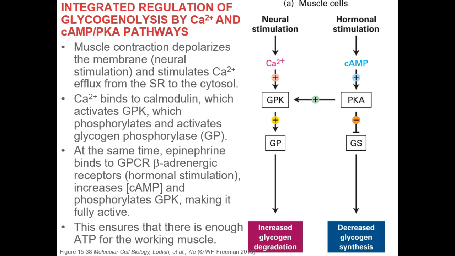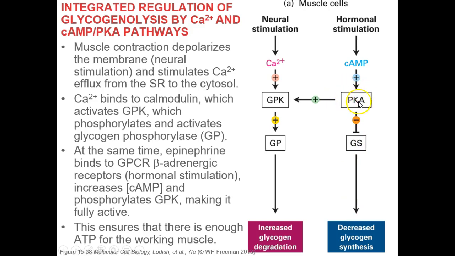So in the muscle, when we are exercising, we can have both neural and hormonal stimulation to make sure that our muscles are getting the energy that they need. We've talked about before how epinephrine can bind to receptors on the muscle cell, activate the G protein, activate adenylate cyclase to increase the concentration of cyclic AMP. That activates protein kinase A, and protein kinase A will phosphorylate glycogen synthase and halt this pathway because you're exercising, you're not synthesizing glycogen.